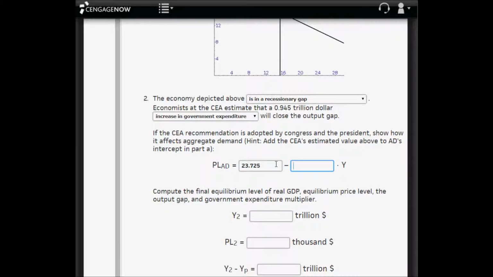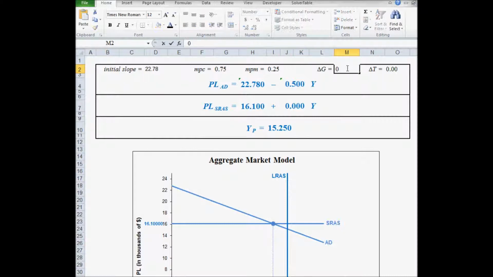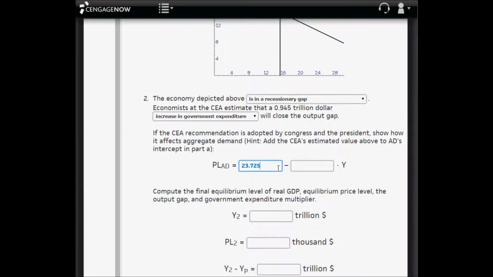To double check that this is the correct answer, we can simply substitute this into the change in government expenditure in the simulation. So once I hit enter, we're going to see the aggregate demand curve shift from the recessionary gap to this point here. And of course, the final aggregate demand intercept is 23.725, which is what we have here. The slope is still 0.500 because the MPC and the MPM are still equal to 0.75 and 0.25 respectively.